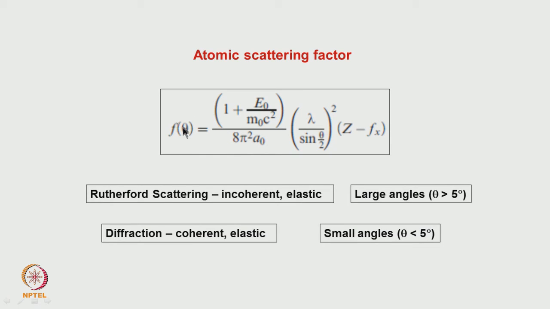And here we can see that f of theta, the atomic scattering factor from each atom, contributes to the scattered beam proportional to Z, or in the intensity it will be proportional to Z squared. This factor essentially comes from the elastic scattering which contributes to normal diffraction. Especially at angles greater than theta, Rutherford scattering is the one which predominates, and at angles smaller than theta, diffraction is predominant.